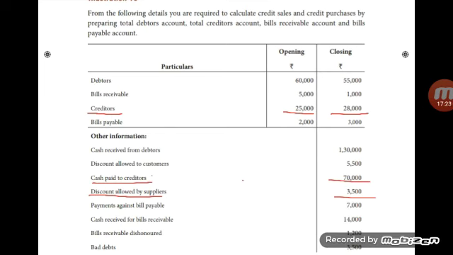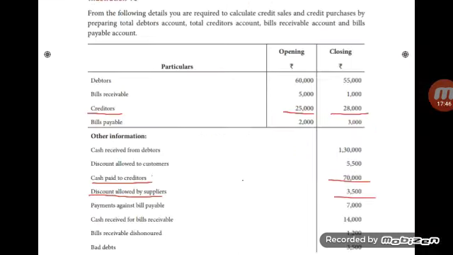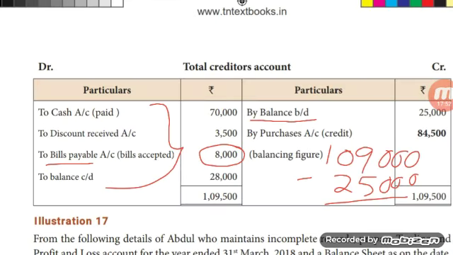Let me explain once more. First, by balance brought down 25,000. Then on the debit side, to cash paid to creditors 70,000. To discount allowed by suppliers 3,500. Next, to bills payable accepted during the year, the amount is 8,000. Then enter the closing balance as to balance carried down, amount 28,000.